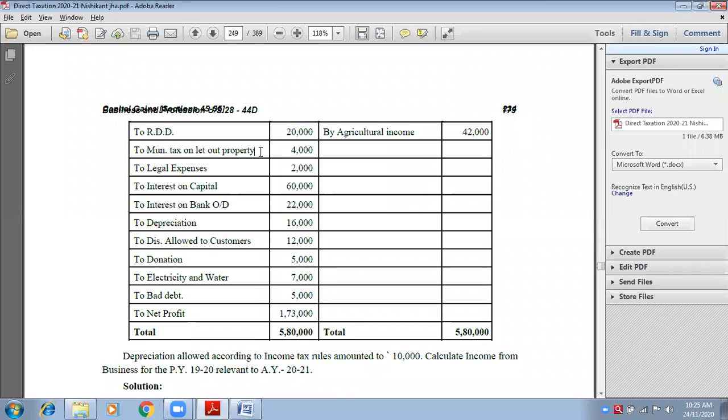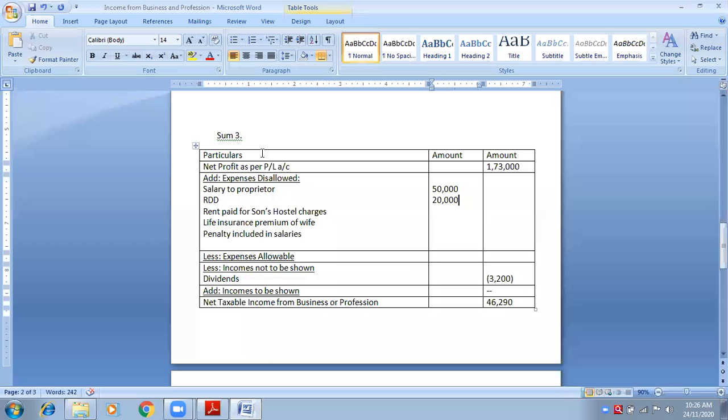It will be disallowed, how will it be allowed? Yes, disallowable. We have to disallow it, remove it from here, because it is not related to business or profession. Because this expense is for let out property, it is a personal expense. Personal expenses cannot be shown in business P&L, no? But they have shown it. So we need to discard. To discard the expenses, we need to add the expenses.